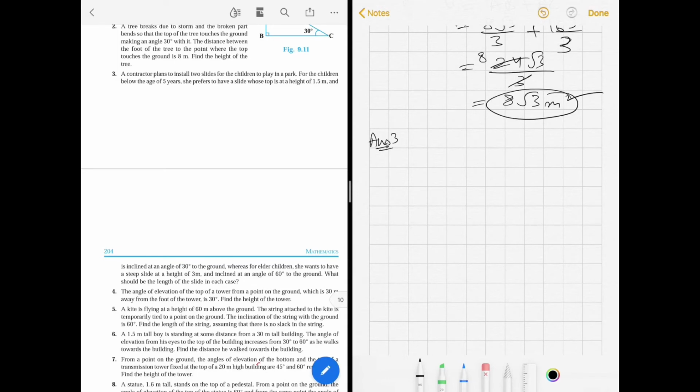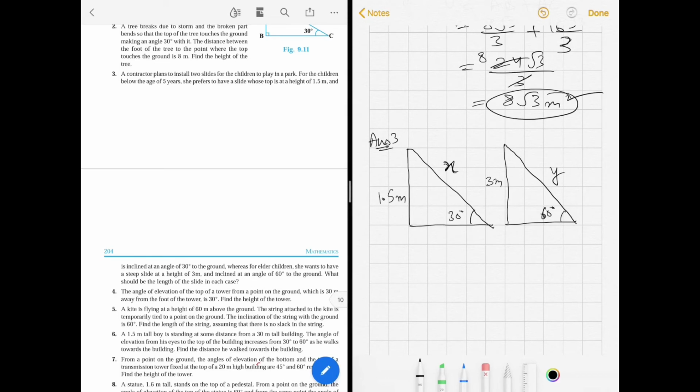Okay, so the slide obviously is in this form, a right angle triangle, and the other one would be much steeper. In the first one, the height of the slide is 1.5 meter and the angle is 30 degrees, and in the other one it is 60 degrees, and the height of the slide is 3 meters. Let's just call the lengths x and y, because we are asked to find out the length of the slide.